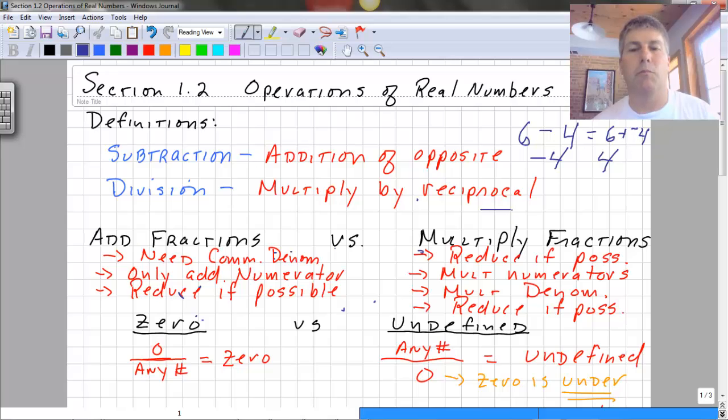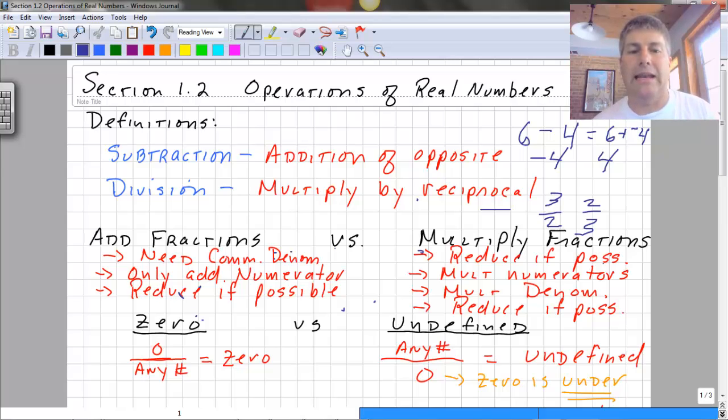Division is multiplying by the reciprocal. Okay, and hopefully you know what reciprocals are. Reciprocals are simply just flipping the fractions. The reciprocal of 3/2 is 2/3. Okay, so a couple definitions there. A little bit of review as well.